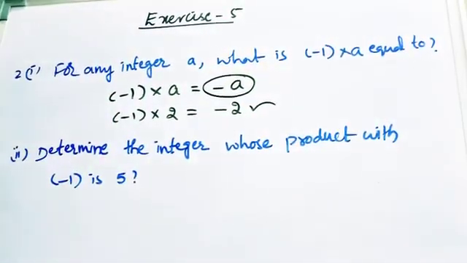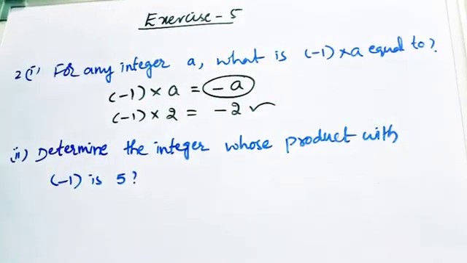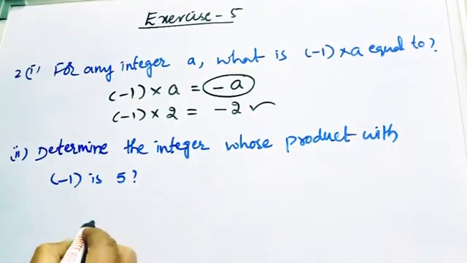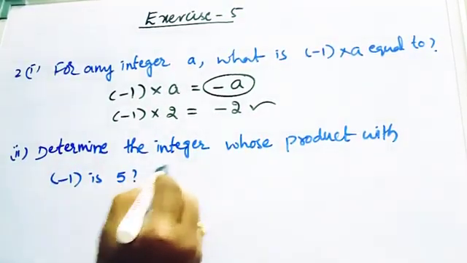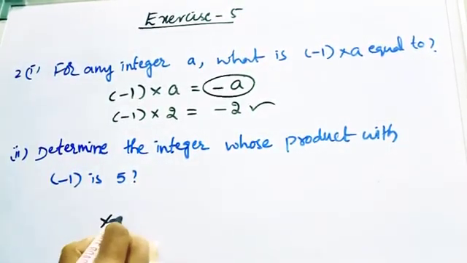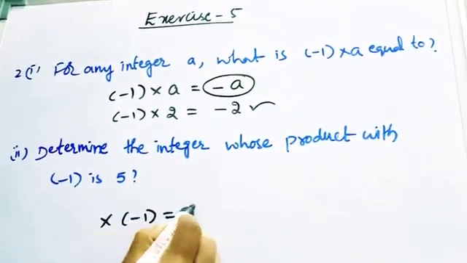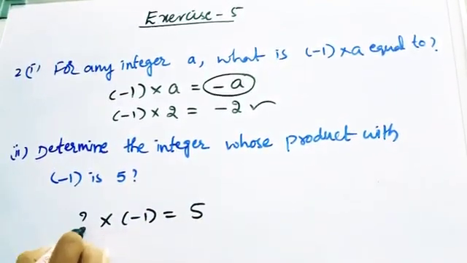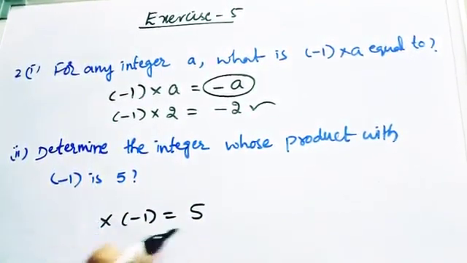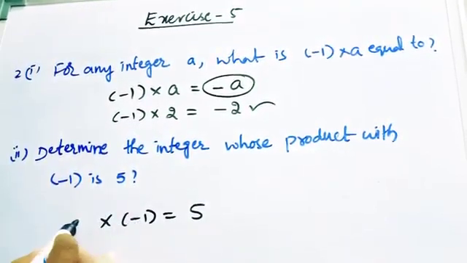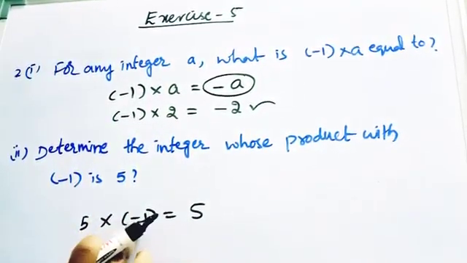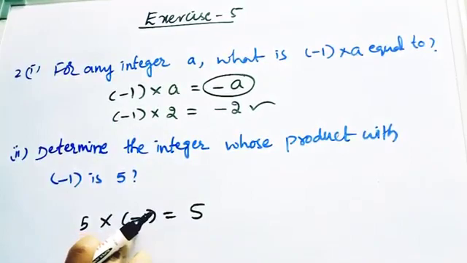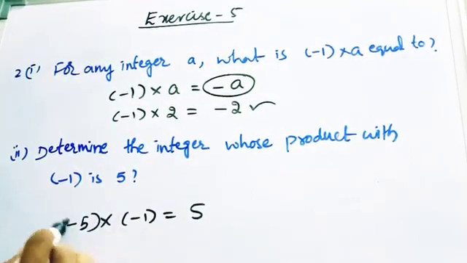So next question: determine the integer whose product with minus 1 is 5. So what is the integer? Here we need 5, so obviously from the one table you will get 1 times 5 is 5, but here negative is there, so negative into negative becomes positive, therefore the answer is minus 5.